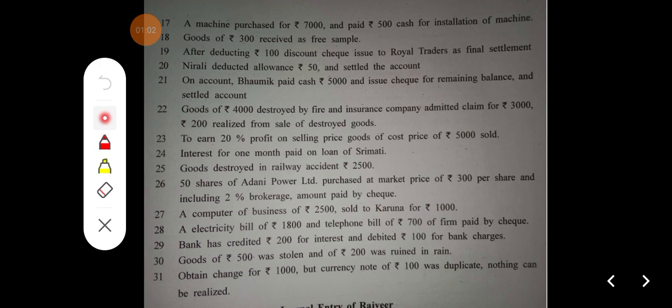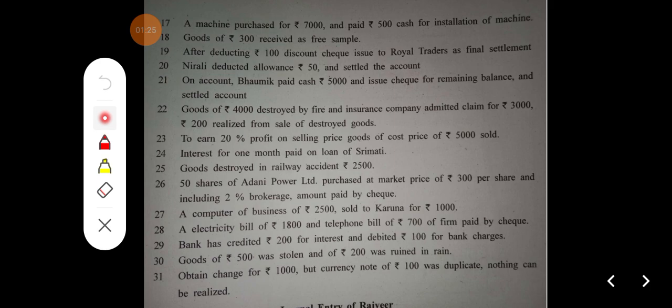Okay, let me repeat the question. To earn 20% profit on selling price, goods of cost price of rupees 5000 sold. First of all, it is important to understand the transaction. One thing is clear that we are selling goods and it is a cash transaction. So the journal entry for which becomes simpler.